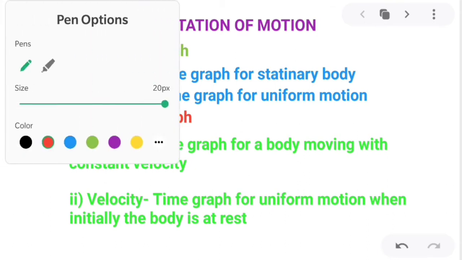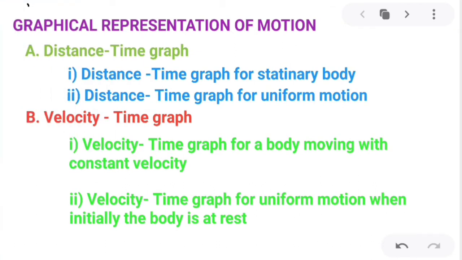Then we will discuss the velocity time graph. Two types of graph. In the distance time graph we will go through the distance time graph for a stationary body and the distance time graph for uniform motion. These two types of graph we will discuss under the distance time graph. That means in one axis there will be time and in the other axis distance will be given. The x axis will be the time axis and the y axis will be distance.